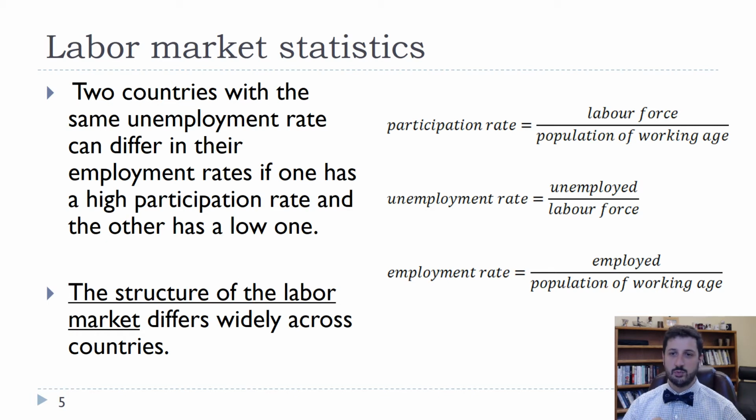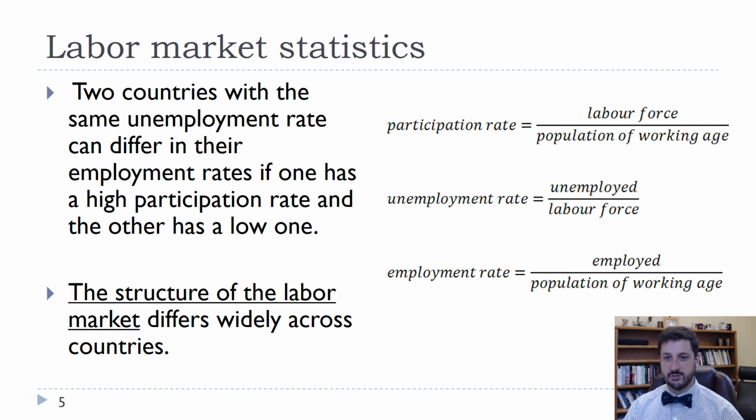We can look at the unemployment rate, which is the unemployed divided by the labor force. And remember, the labor force is employed plus unemployed. So it's unemployed divided by employed plus unemployed. And we can also look at the employment rate, the employed divided by the population of working age. So how many people who could be working are actually working. And there's a number of different outcomes depending on the country.